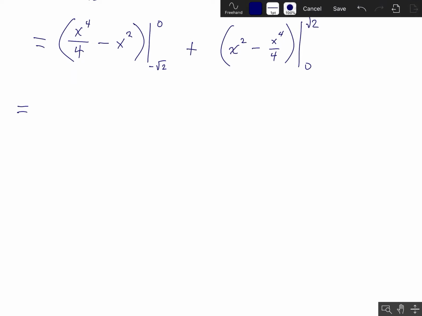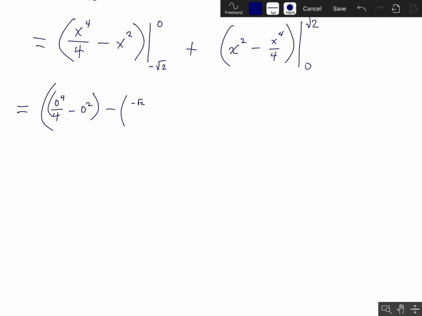So now we're in the evaluation phase. We just need to plug in the integral bounds and then try simplifying everything. So for this first one, I'm going to plug in the upper bound, which would give me 0 to the 4th over 4 minus a 0 squared, minus the evaluation at the lower bound.